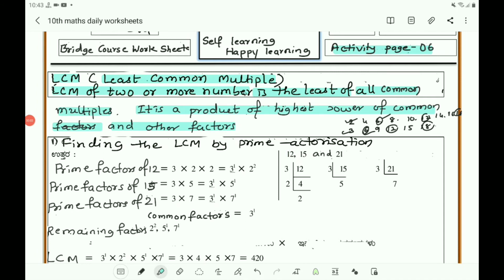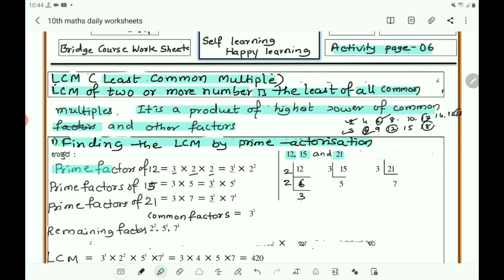Now let us find the LCM by prime factorization. So take one example: finding the LCM by prime factorization, that is, find the LCM of 12, 15 and 21 and factorize each. Now you divide by the first prime number. 2 sixes are 12. Again you divide by 2. 2 threes are 6. Then the factors are 3 into 2 into 2.